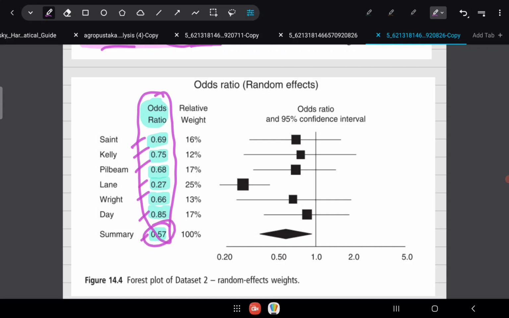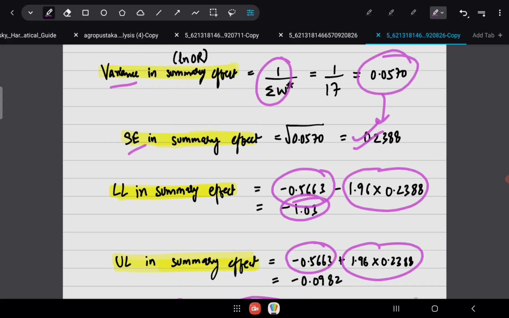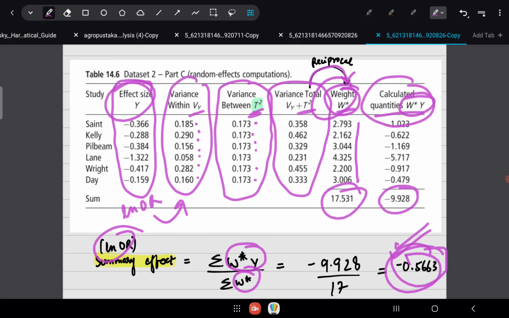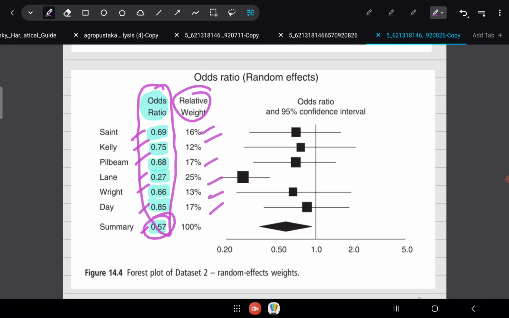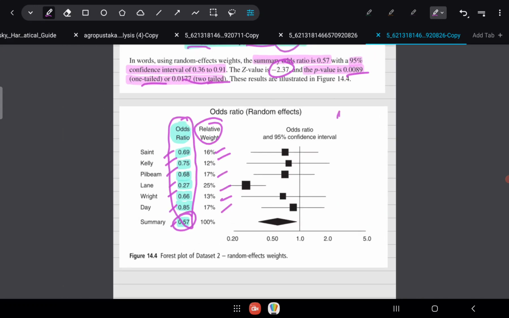Okay, and the relative weights as per the random effect modeling, again you know how to calculate this. So it will be, for example, for first study it will be 2.793 divided by 17 multiplied by 100. So like that you can calculate relative weights. So this is the forest plot for this study.